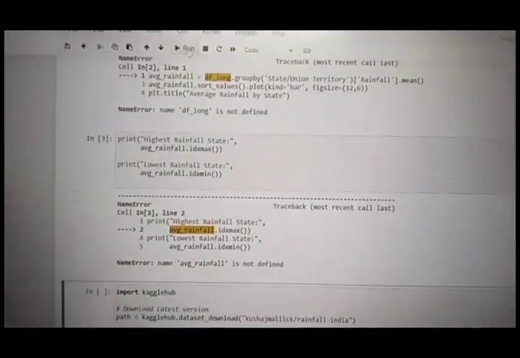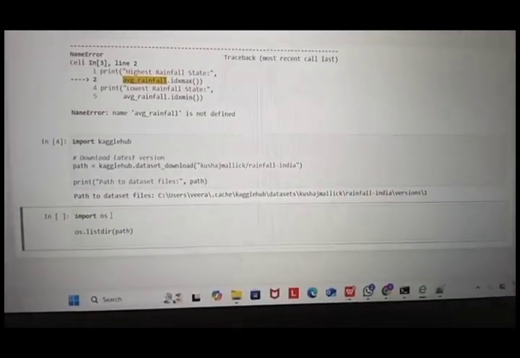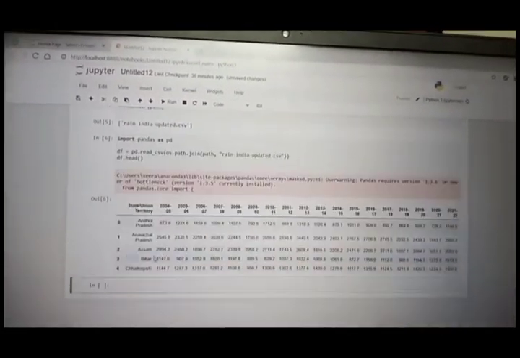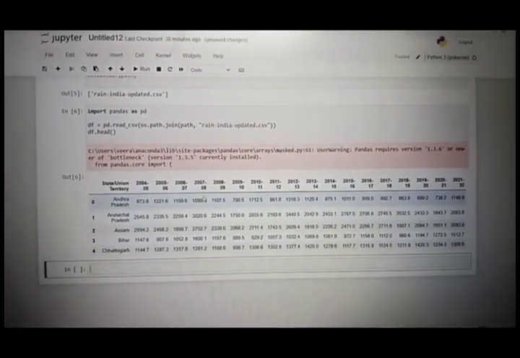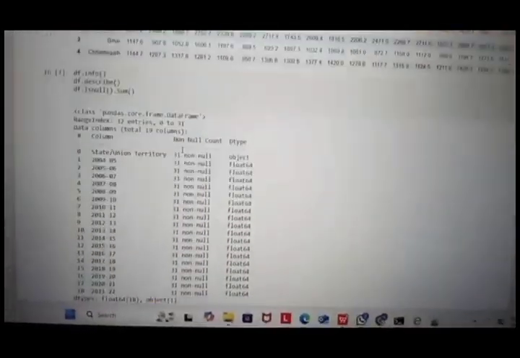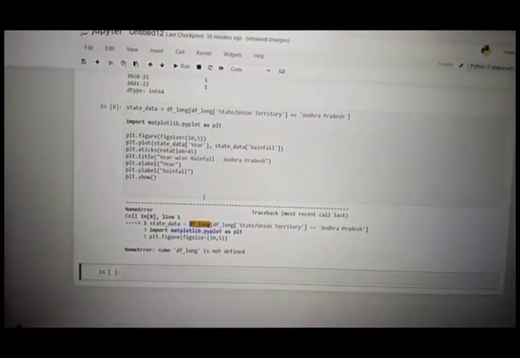Dataset download and loading. The rainfall dataset is downloaded from Kaggle using the Kaggle API. The dataset contains rainfall data for various Indian states such as Bombay, Bangalore, Nagpur, Tamil Nadu, Kerala, Goa, Haryana, Delhi, Rajasthan, etc. And rainfall data from the year 2004-05 up to 2021-22.